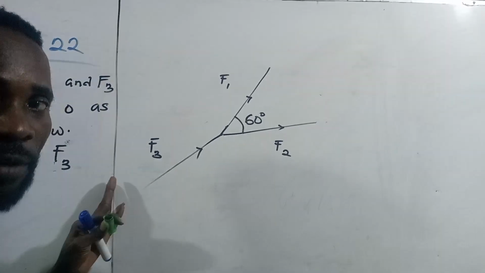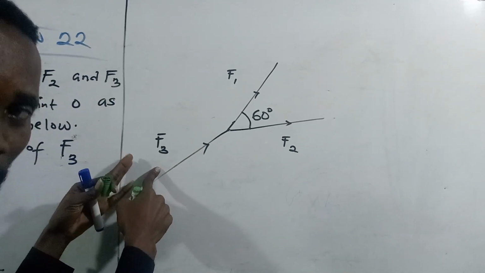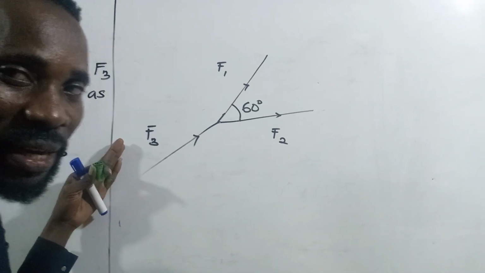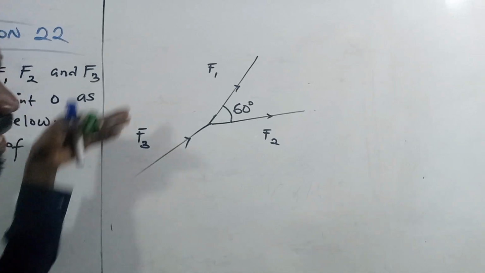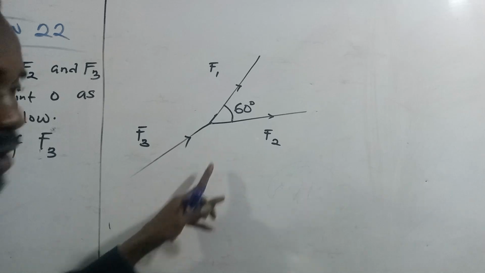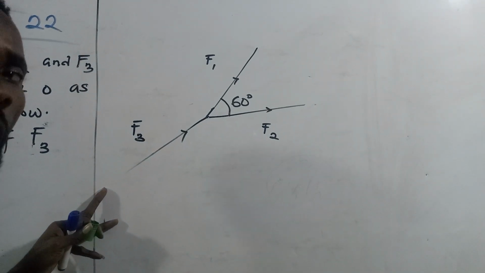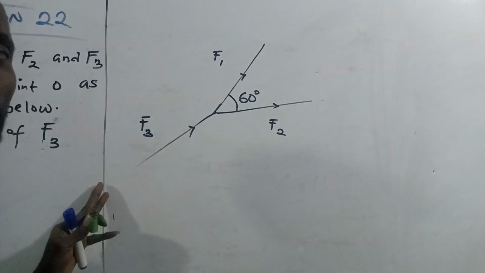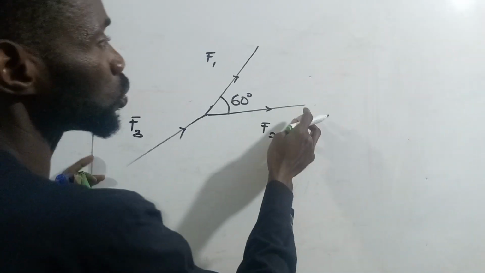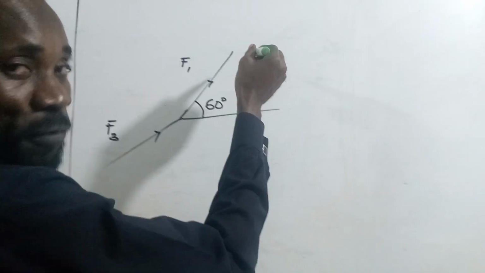To solve this problem, first and foremost, I would like us to understand that F3 is an equilibrant force. Equilibrant forces are single forces that counterbalance the effect of two or more other forces acting on the body. The equilibrant force is always opposite and equal to the resultant force. In solving for the value of F3, let's use the parallelogram law of vectors.